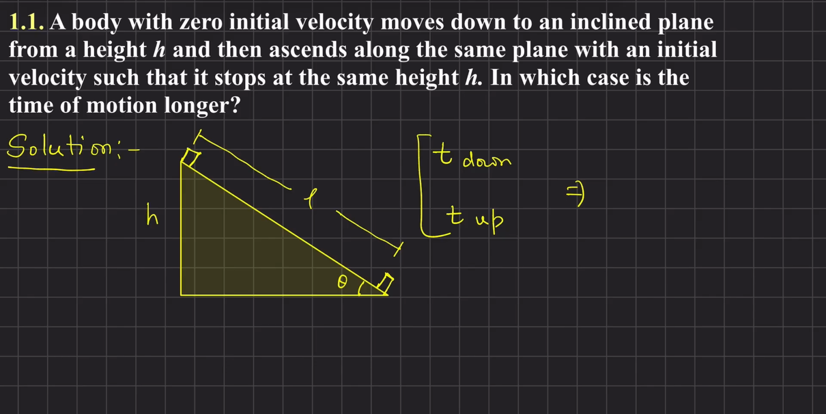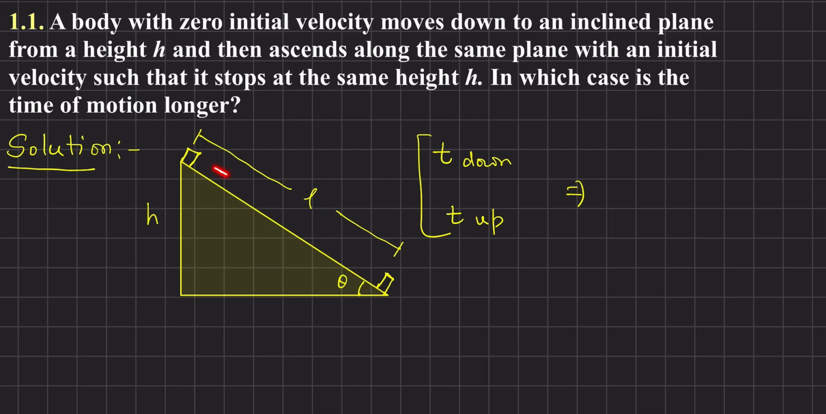When we read this question, two possibilities might come to our mind: maybe friction is there, maybe friction is not there. If friction is not there, it is very obvious that whatever time is taken in the descent, the same time will be taken in the ascent also. This is a very normal thing. You will ask, sir, how? It is very obvious.